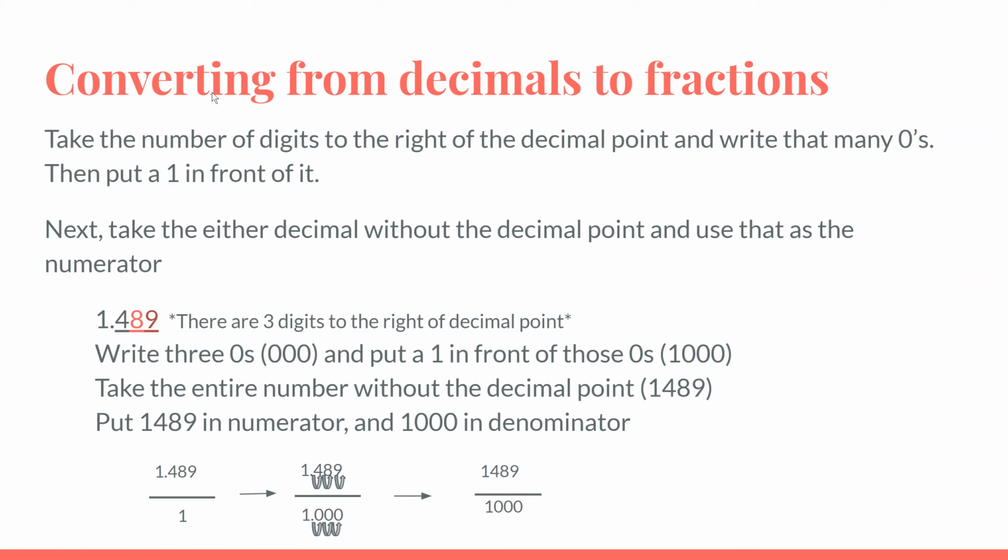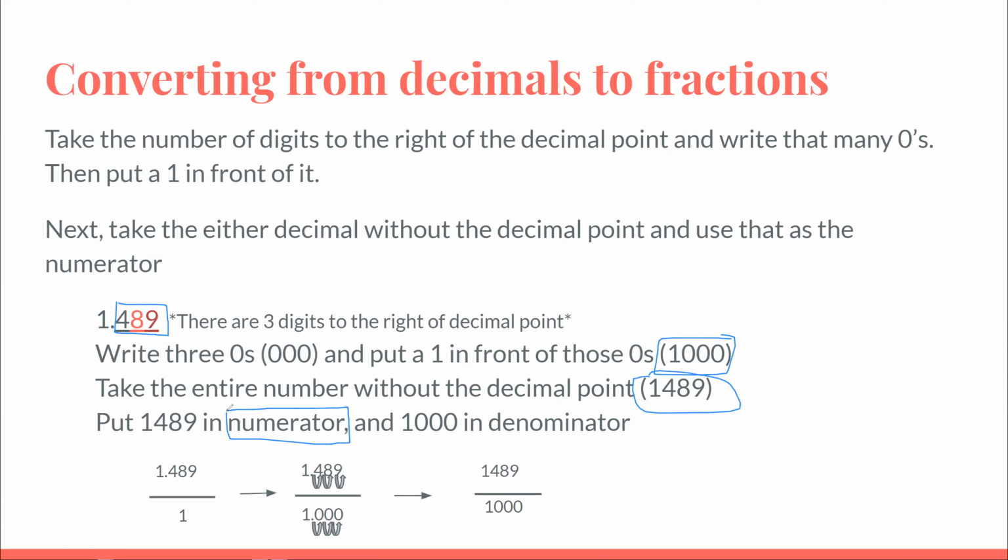So in this example, 1.489, there are 3 digits to the right of the decimal point, as you can see: 4, 8, and 9. Write 3 zeros and put a 1 in front of those zeros, which would be 1,000. And then take the entire number without the decimal point, which is 1,489. Put 1,489 in the numerator. Remember, numerator is the top, and 1,000 in the denominator.